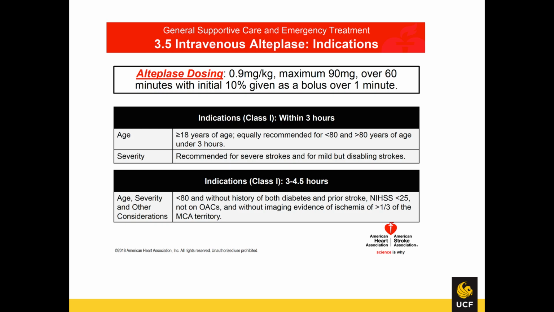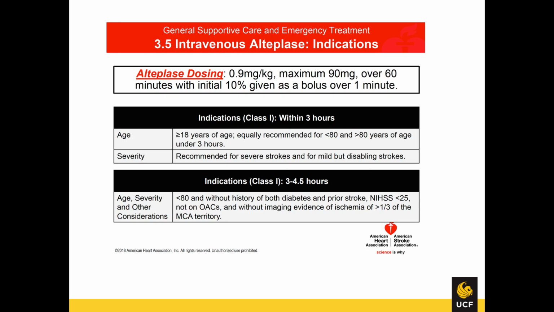Dosing: you're going to dose it at 0.9 milligrams per kilogram with a maximum of 90 milligrams, infused over 60 minutes, with the initial 10% given as a bolus over 1 minute. So 10% of the total, let's use that 90 milligrams as an example. You're going to give 9 milligrams in 1 minute, and then you're going to give the remaining 81 milligrams over the next 59 minutes. All right, so hopefully that makes sense to you.